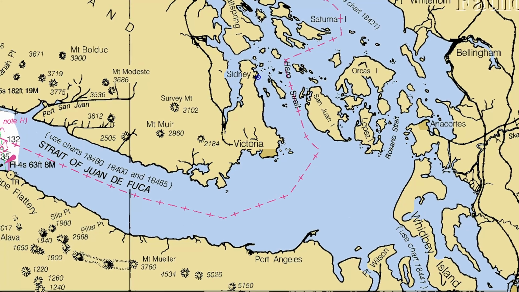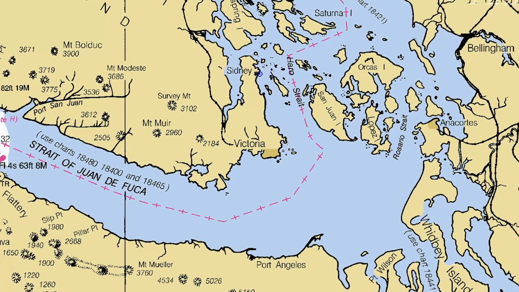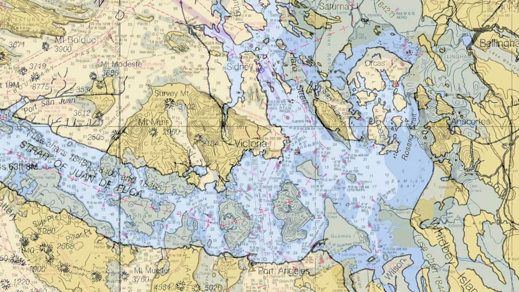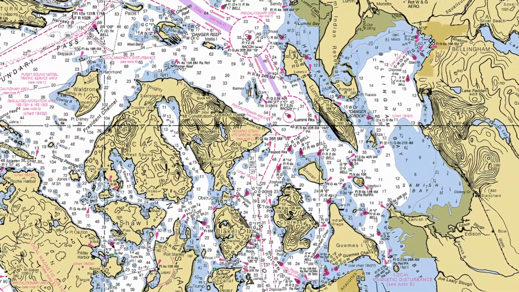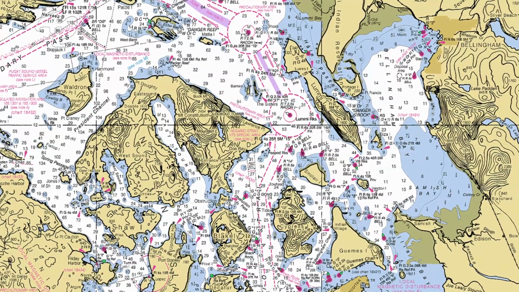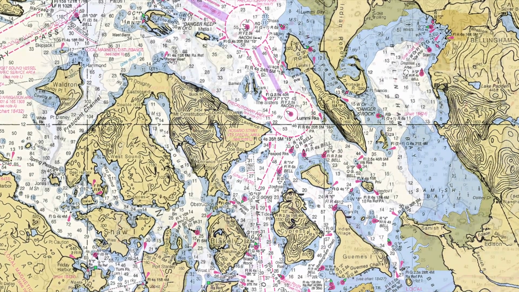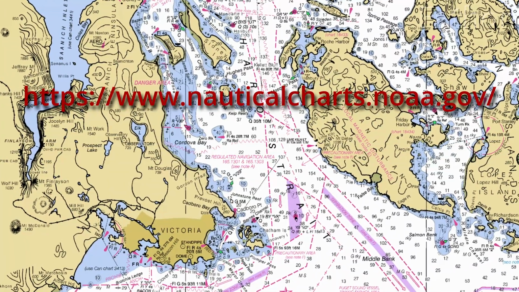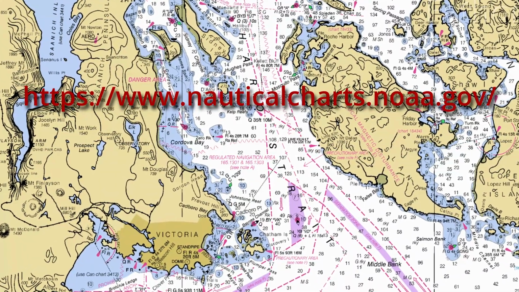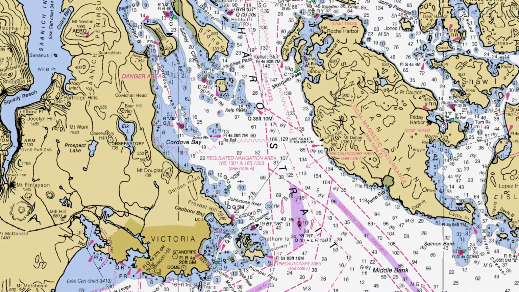All of the U.S. waters are charted, and electronic versions of those charts are made available at no cost through the National Oceanic and Atmospheric Administration, that's NOAA. Now, these charts can be downloaded in either raster or vector format from the site. It's www.nauticalcharts.noaa.gov, and I'll go ahead and put a link to this in the description.